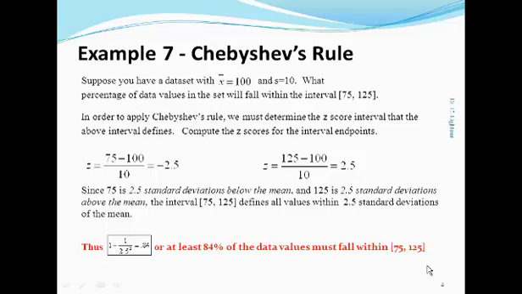Since 75 is 2.5 standard deviations below the mean, and 125 is 2.5 standard deviations above the mean, we can say that the interval 75 to 125 represents all values that are within 2.5 standard deviations of the mean. Therefore, our k value in Chebyshev's rule is 2.5. Chebyshev's rule states that 1 minus 1 over 2.5 squared of our values, or 84% of our data values, will fall within 2.5 standard deviations of the mean. In other words, at least 84% of the data values in our data set will fall between 75 and 125.